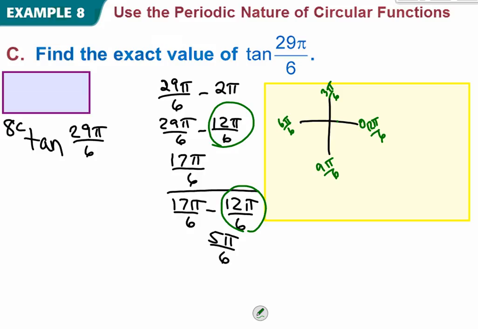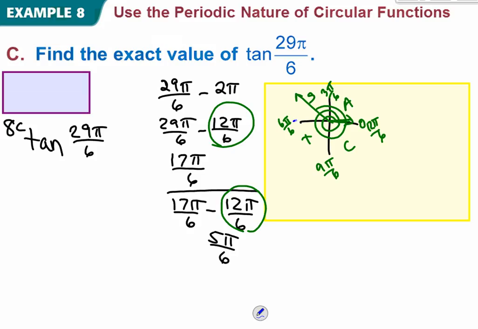But then where is my 5 pi over 6 going to end up? In which quadrant? In the S quadrant. So my initial side is the positive x-axis. And then I spin how many times? 1, 2, and then I have to end up in that S quadrant. And all students take calculus.